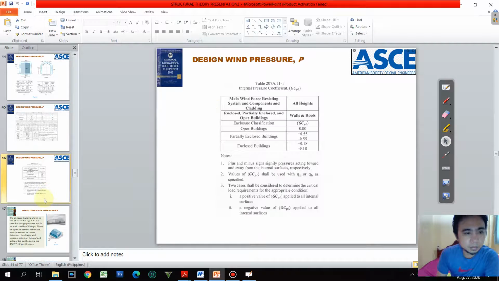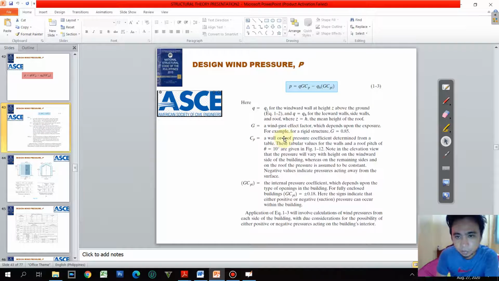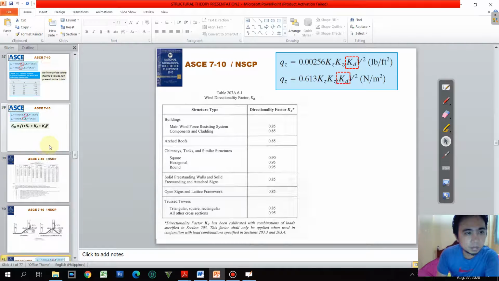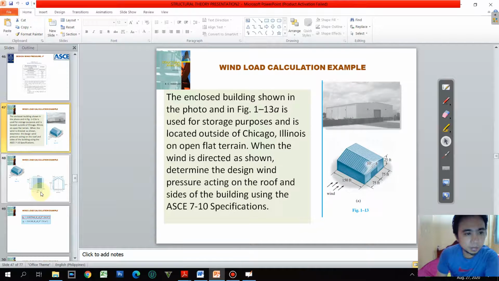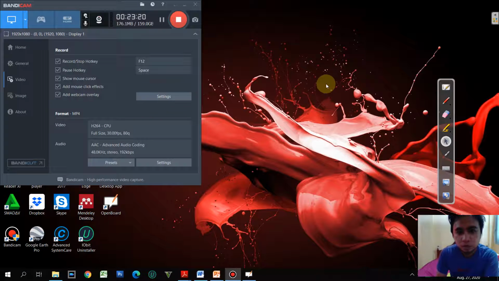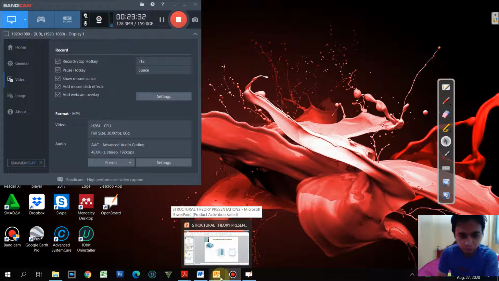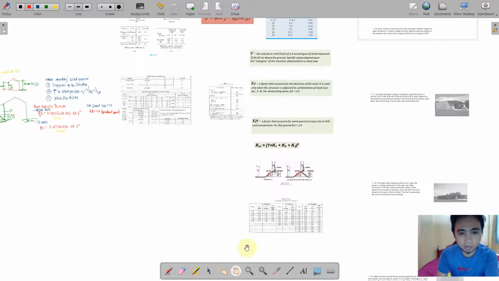So, what else? So, gas effect factor. For a rigid structure, we have 0.85. Kapag rigid, 0.85. But in our code, there are more detailed calculation of the gas effect factor. No? So, gas effect factor, just set it to be 0.85 if we have a rigid structure.